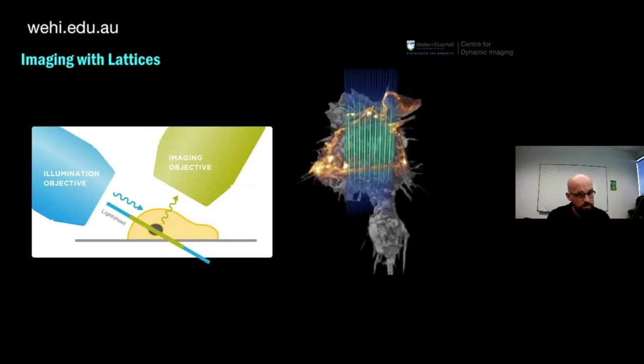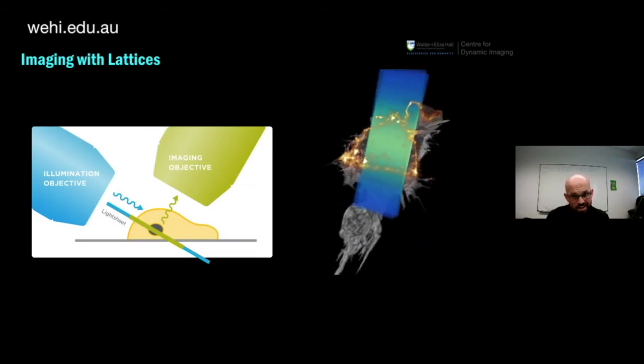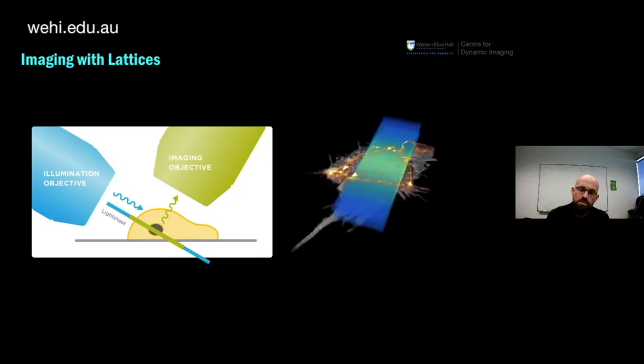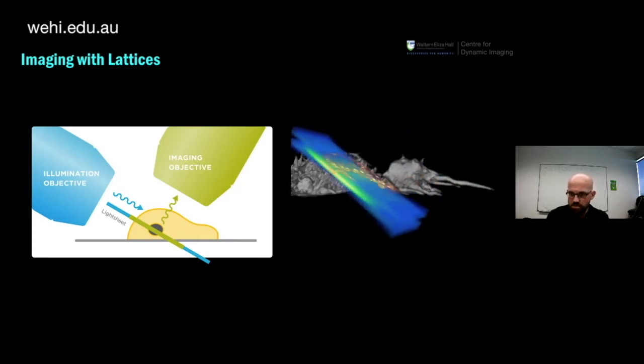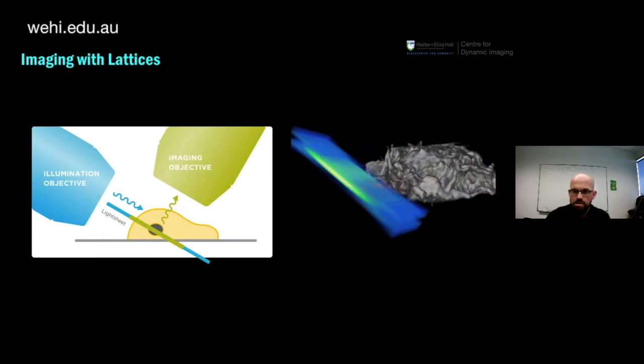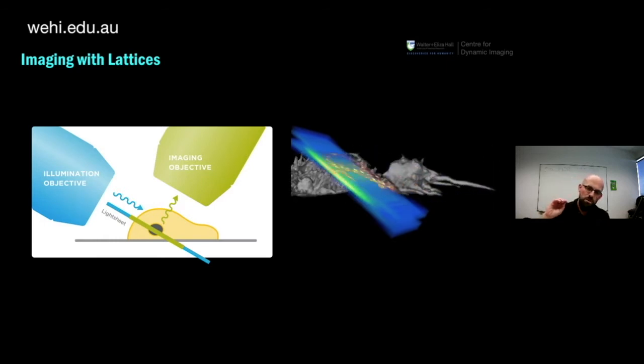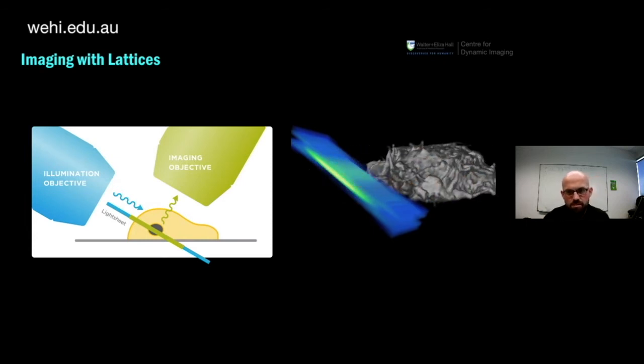And the way we actually build up an image with this lattice is by parking it in the sample itself. And instead of moving the light, we move the sample, and we move it very, very fast. So you're able to build up information of the subcellular world with very, very high spatial temporal resolution.